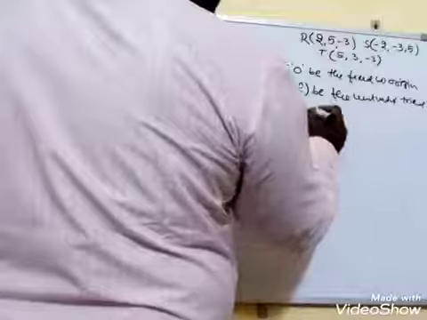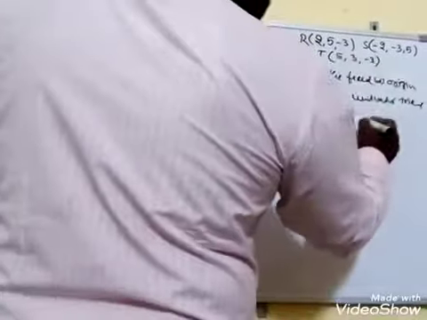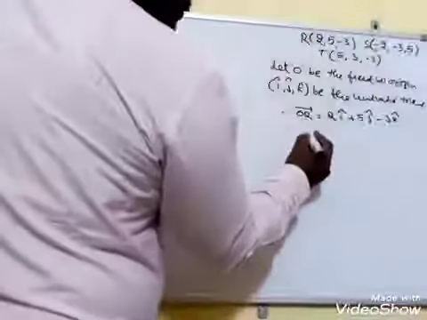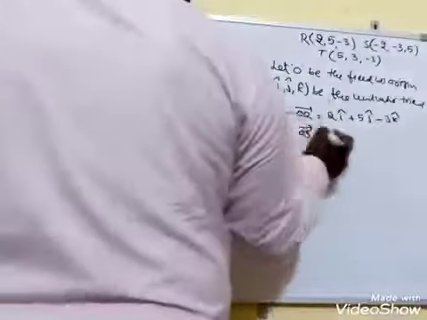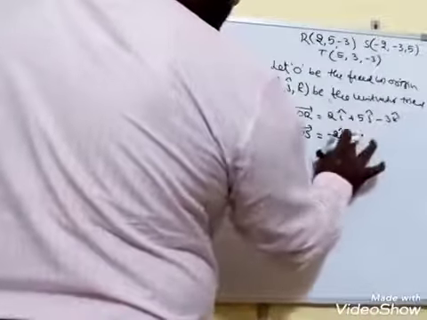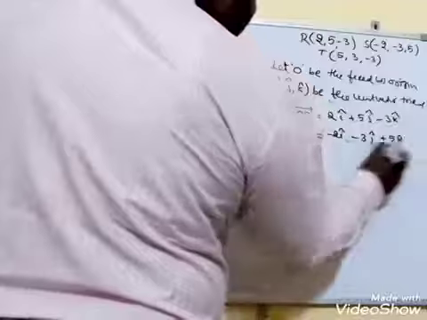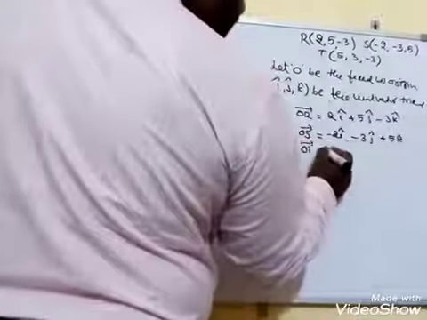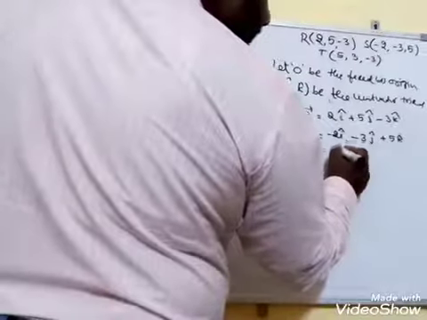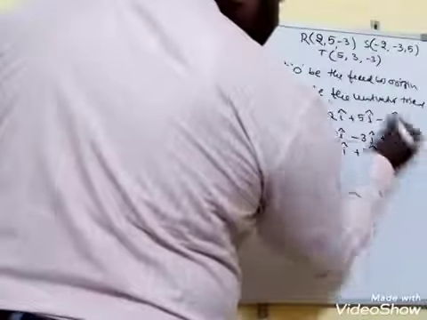OR bar is equal to 2i plus 5j minus 3k, and OS bar is equal to minus 2i minus 3j plus 5k. And OT bar, what are you going to get? OT bar is equal to 5i plus 3j minus 3k. Now find the RS bar.